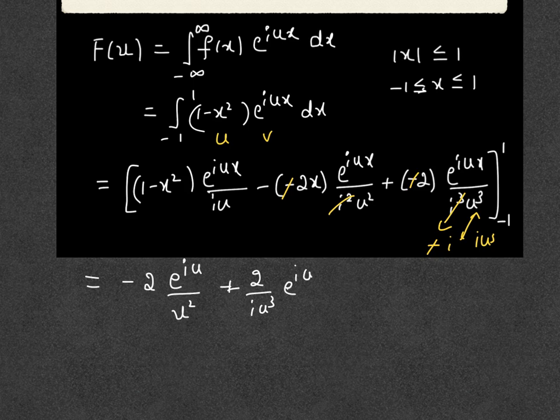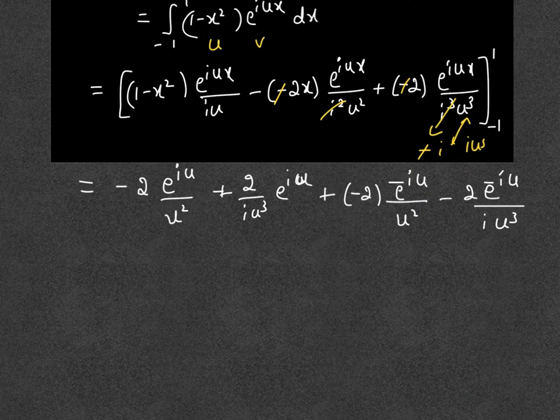Next applying lower limit, again this becomes 0 because x is minus 1 whole square, it becomes 1 minus 1 only. So we leave this. Applying lower limit, this minus becomes plus. So plus 2 into minus 1 minus 2 e power minus iu by u square. And applying lower limit to the last term, minus 2 e power minus iu divided by iu cube.